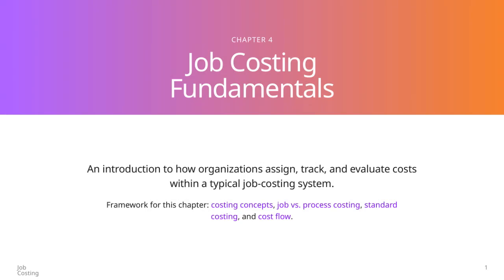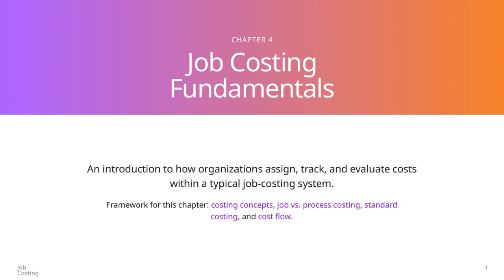Welcome to Chapter 4, where we'll dive into the fundamentals of job costing. This chapter will introduce you to how organizations assign, track, and evaluate costs within a typical job costing system. We'll explore key concepts related to costing and look at the differences between job costing and process costing. Additionally, we'll cover standard costing methods and how costs flow through the accounting system. Understanding these basics is crucial for effectively managing and controlling costs on specific jobs or projects.